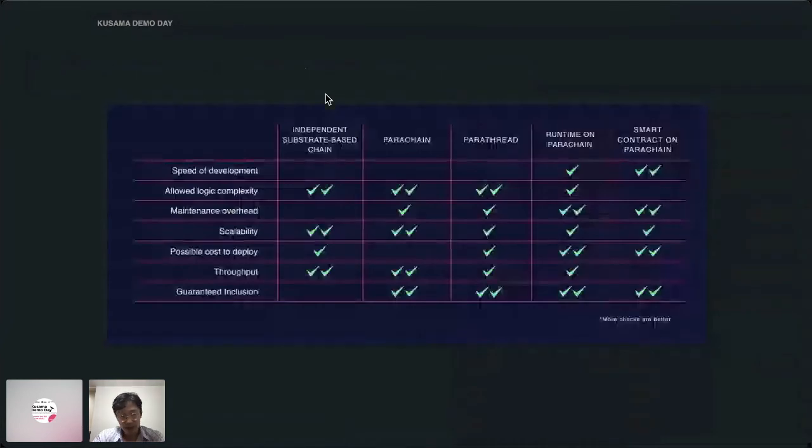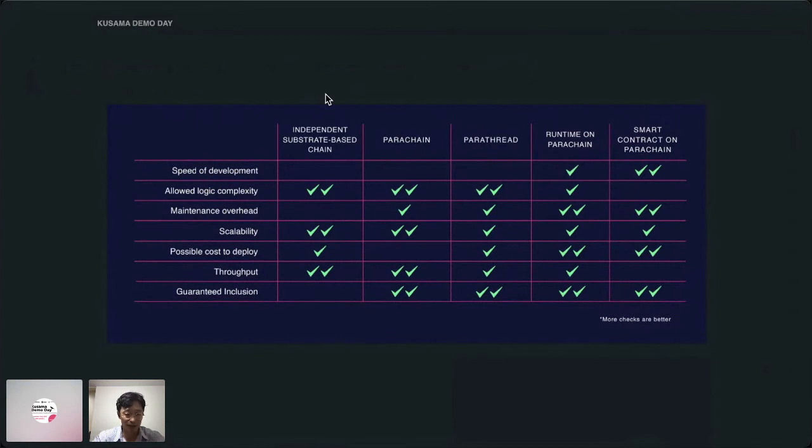When it comes to building on Kusama, there are many ways to develop, right? I'm not going to get into all the differences right now, but essentially you could build an independent substrate-based chain that is later bridged to the Kusama network. You could build a Kusama parachain or parathread. You could build a runtime on top of a parachain or parathread, and you could build a set of smart contracts on a parachain or a parathread. Each of these ways to build on Kusama has its trade-offs and advantages.